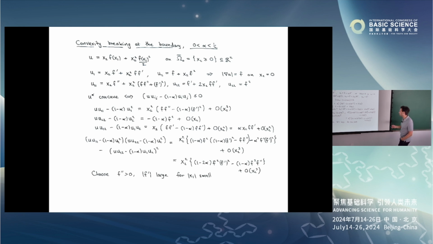So what do we want? Well, what we want to do is choose f to be convex, and we want to choose f prime to be large. And the reason is that we want the determinant to be positive. The only way that this determinant can be positive, if f double prime is positive, is if alpha is less than 1/2, and that's where this comes from. And then I can always choose my function so that f is positive, f prime can be large enough so that this term is larger than this one and the determinant is positive. And so you construct this solution where f is convex, and it's going to immediately break the convexity.